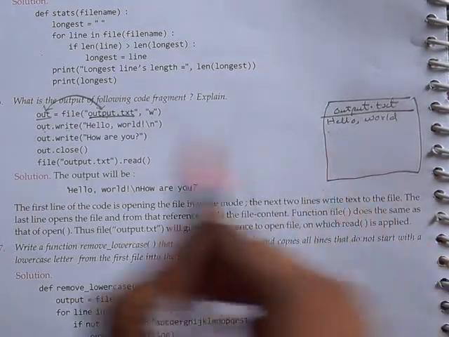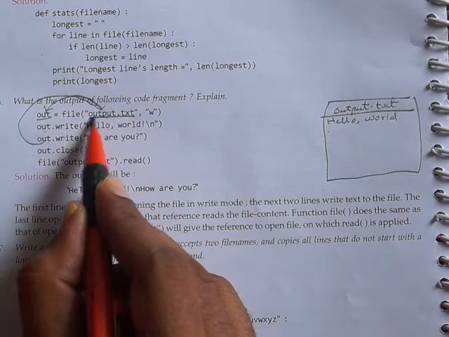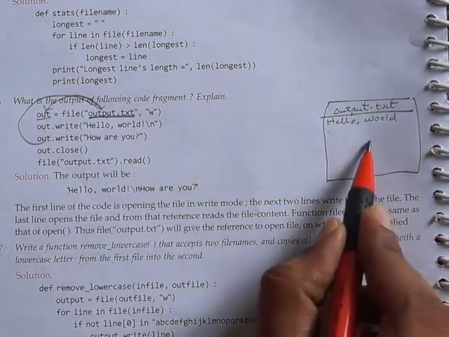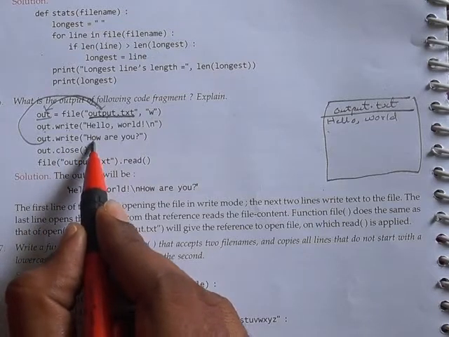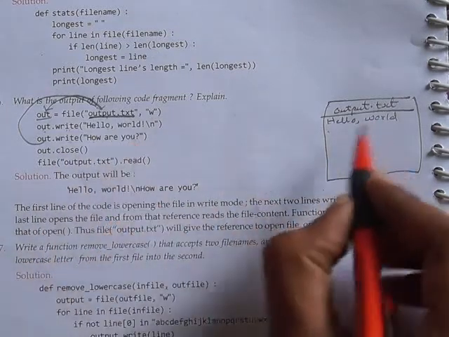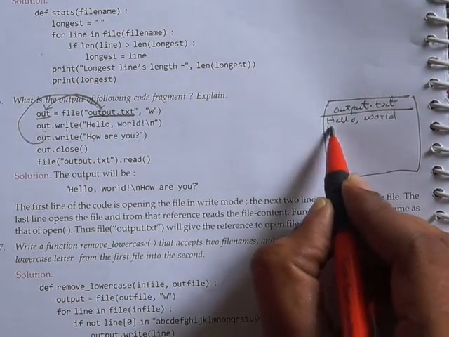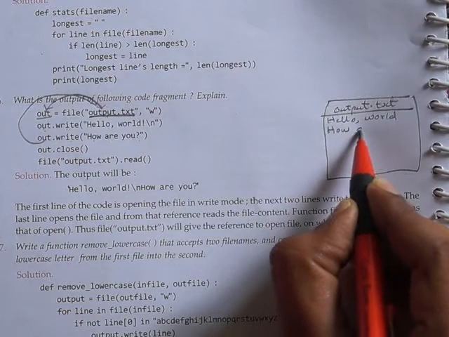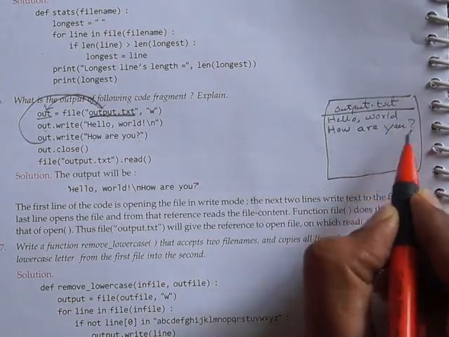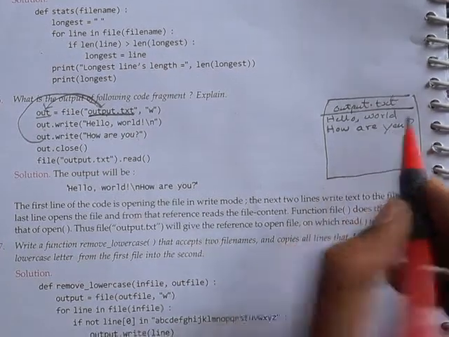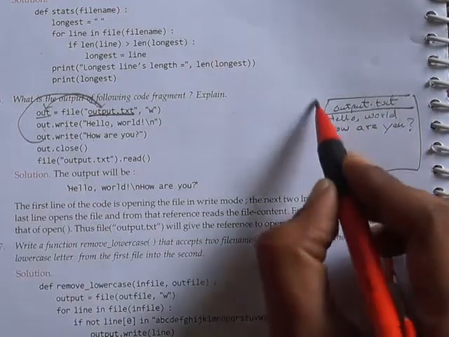Next, out means again the same, output.txt. So in output.txt, we are going to write something. What? How are you? Question mark. So the file pointer is ready here, and from here, how are you? Question mark. Then out.close means this file will be closed.